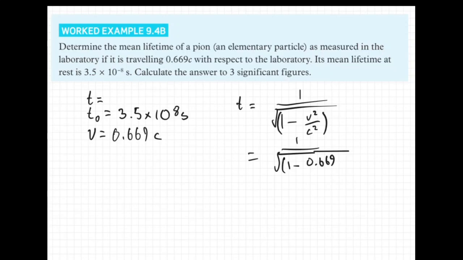Because you could be given a velocity that isn't a fraction of c. You could just be given 2.4 by 10 to the power of 8 as your velocity. And then you don't have a c squared to cancel, and it's a bit messier. But you can still do it.